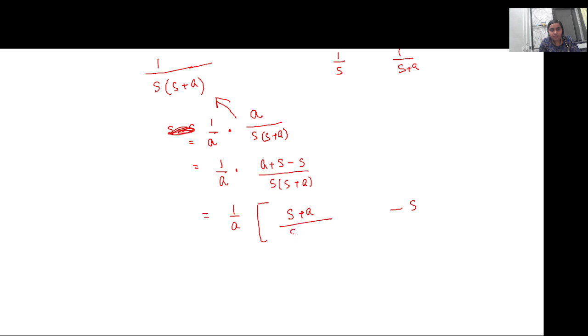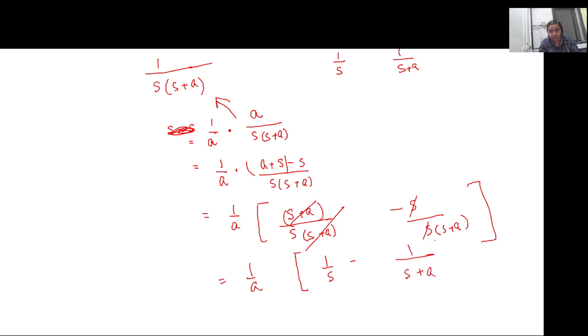So s plus a, it will be s into s plus a. I'm just separating out this part from the other part. So it will be s into s plus a. So the s plus a will get cancelled. Here s will get cancelled. So it will be 1 by a into 1 by s minus 1 by s plus a. This is what we are trying to find out.